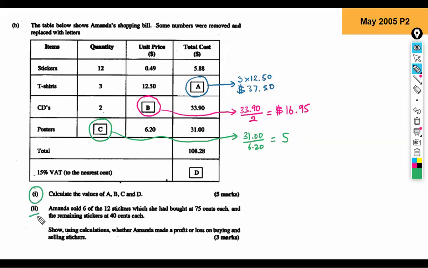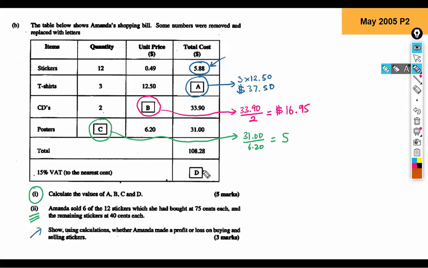Now for part 2, I'm still waiting on answers from most people. It's the stickers. Remember, for the 12 stickers, she paid $5.88. So she's a business person, and this is her marketing or selling scheme here. Did she make a profit or did she make a loss?